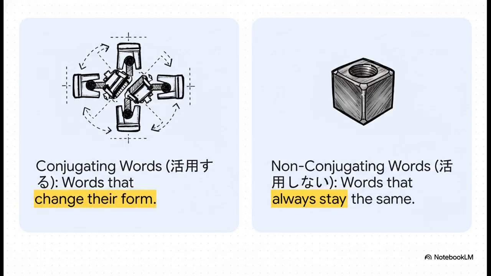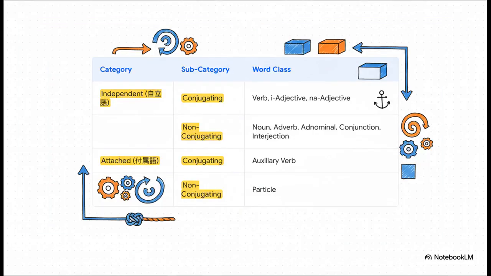Okay, so once we've made that first big split, there's a second one, and again, it's a really simple question. Does this word change its shape? Does it conjugate? If it does, we call it a conjugating word, katsuyo suru. If its form is always the same, it's a non-conjugating word, katsuyo shinai. And that right there, that's a super crucial piece of this whole blueprint. And boom, with just those two simple splits, independent versus attached, and changing versus not changing, we get the complete blueprint. This table literally categorizes every single word in the Japanese language.